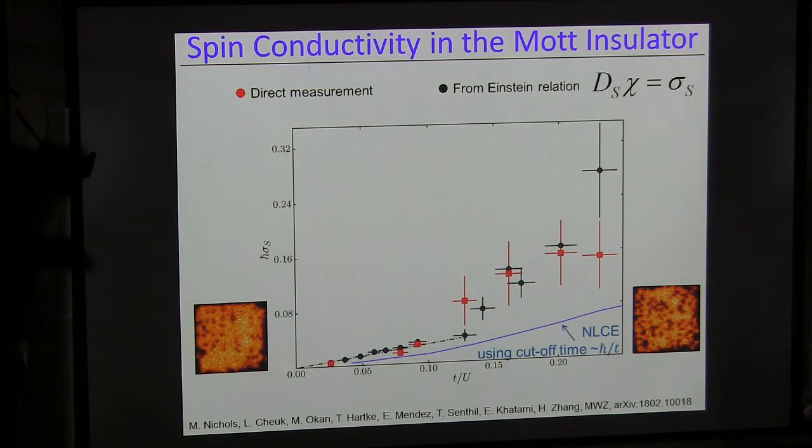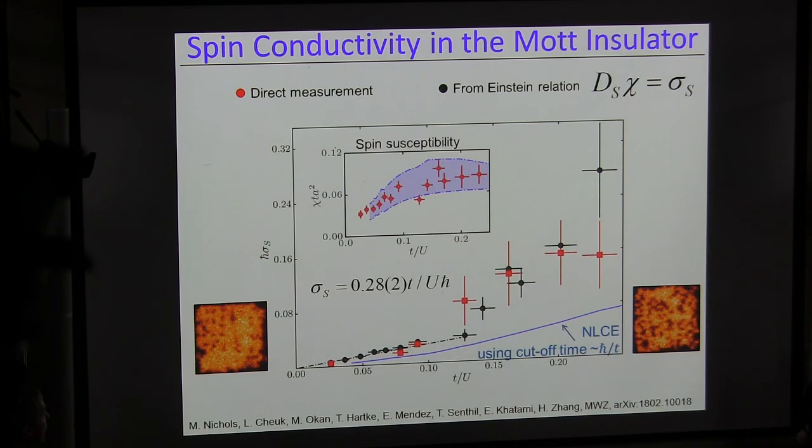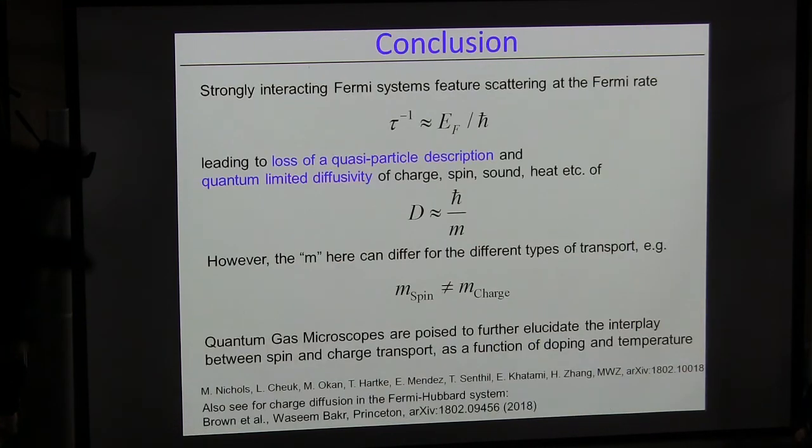We can also directly measure the spin conductivity, and that gives us this graph. The story is pretty similar. You can get the spin conductivity from the Einstein relation, or you just directly measure it. Either way gives you the same result. The two ways are the red and the black data points, and we find the spin conductivity goes like t over U with a prefactor. This is just showing the spin susceptibility that matches thermodynamics.